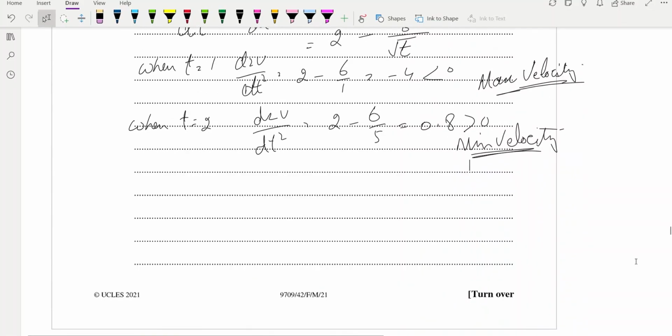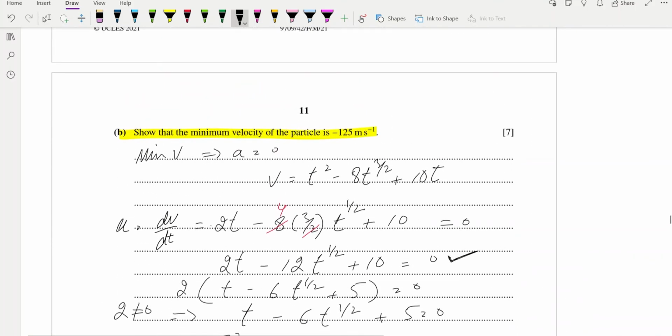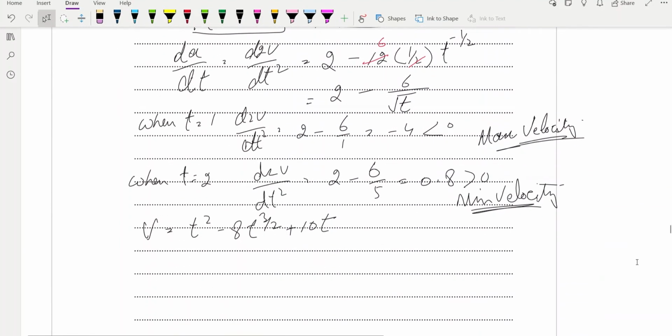Now we can calculate velocity. Velocity will be equal to what? The given equation is t squared minus 8t raised to power 3 by 2 plus 10t. They are asking for minimum velocity, and we found that minimum velocity is when t is equal to 25, so velocity will be minimum when t is equal to 25.